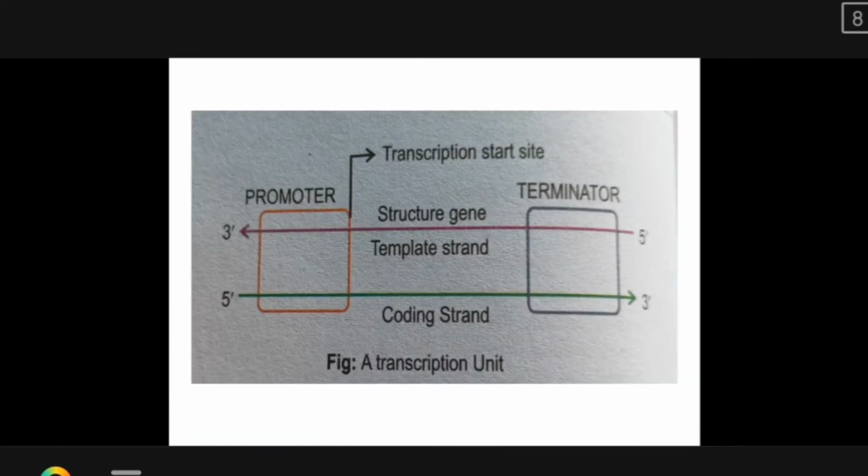So in this figure you can see a transcription unit. There is a promoter, structural gene, and a terminator. Promoter is located upstream with respect to coding strand. Upstream means towards the 5' end of the coding strand. This is a coding strand, and it is located upstream with respect to the coding strand, that is at the 5' end of the coding strand. And terminator is located at downstream, that is at the 3' end of the coding strand. Okay, and this is the transcription start site. And you can see here that structural gene is between promoter and terminator.